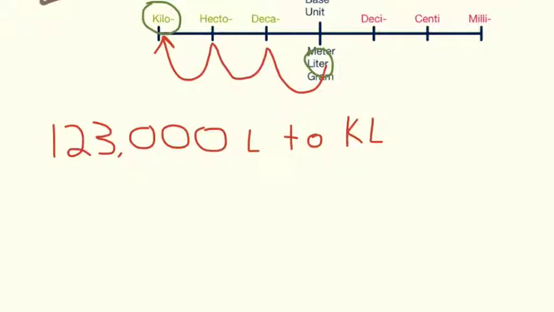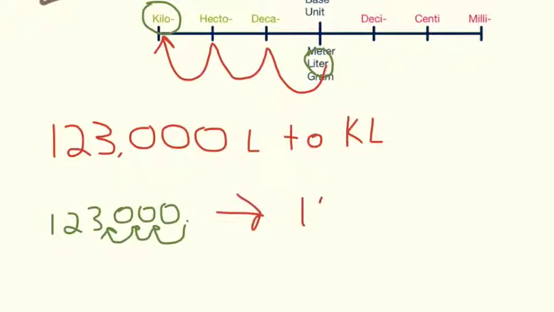So I take my number again, 123,000. And the decimal, well, where does the decimal go? The decimal, if it's not listed, is always after the last number. So here's my decimal point, right after the last 0. And I need to go 3 steps to the left. So I go 1, 2, 3 steps to the left, and I get 123, because the decimal is right after the 3. So 123 what? 123 kiloliters is my answer.